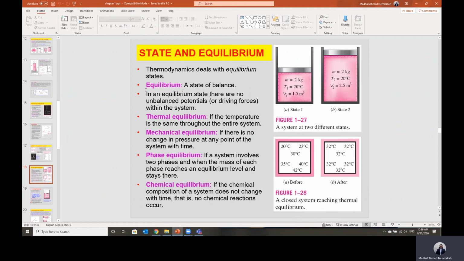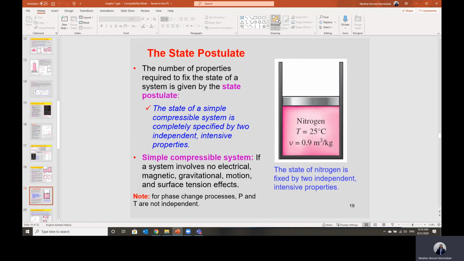So this means to have a system under equilibrium, it should satisfy that we don't have any chemical reaction. To have equilibrium of a system, it has to satisfy thermal equilibrium, mechanical equilibrium, phase equilibrium, and also chemical equilibrium. Okay. To study any system, we have to define the state of the system. To define the state of the system, we have to have 2 independent and intensive properties. And this is what we call the state postulate.